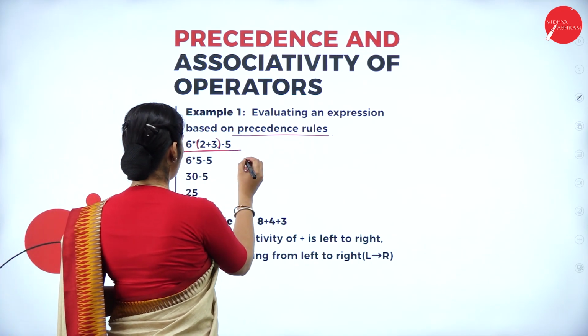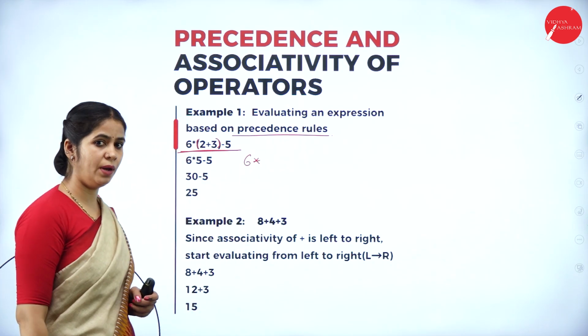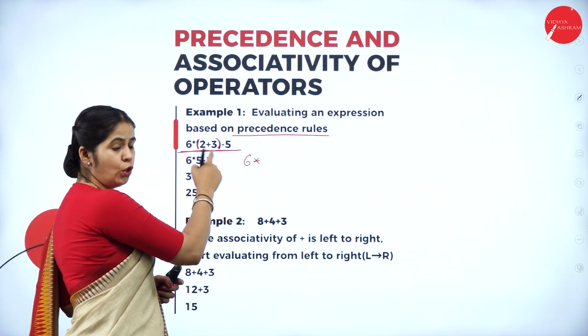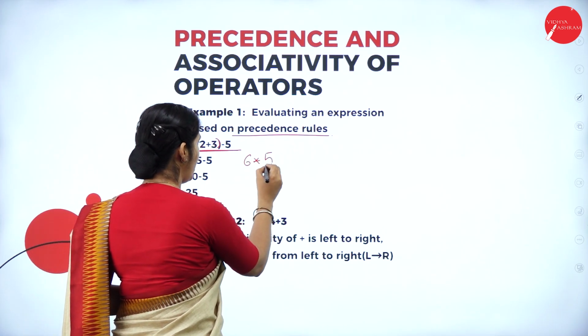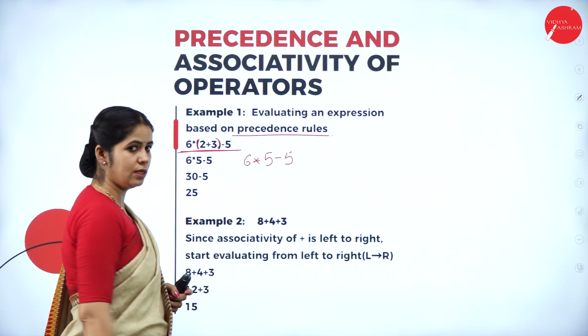So first we have to evaluate that. So keep 6 multiplication. 3 plus 2 is what? 5. We have to evaluate that first. Then keep the remaining as it is.